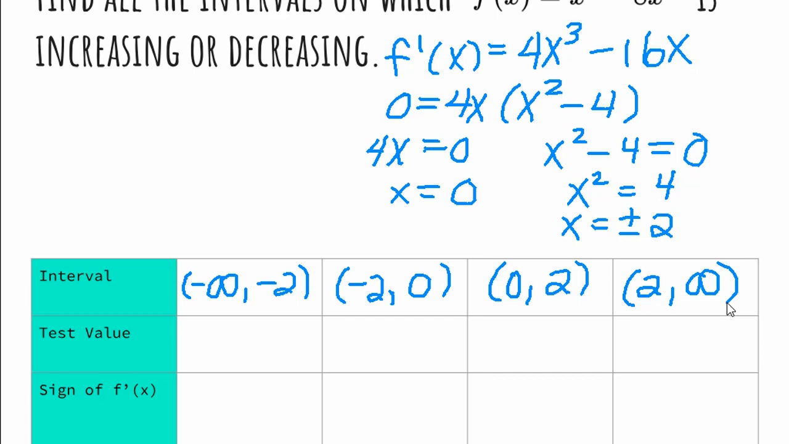So now pick a test number within each interval. While your test number may be different from mine, your sign of f prime of x must end up being the same. All right, so I'm plugging into f prime of x. What I prefer to do is plug into the factored form, which is actually going to help you out sometimes. So I'll plug into that factored form of it.